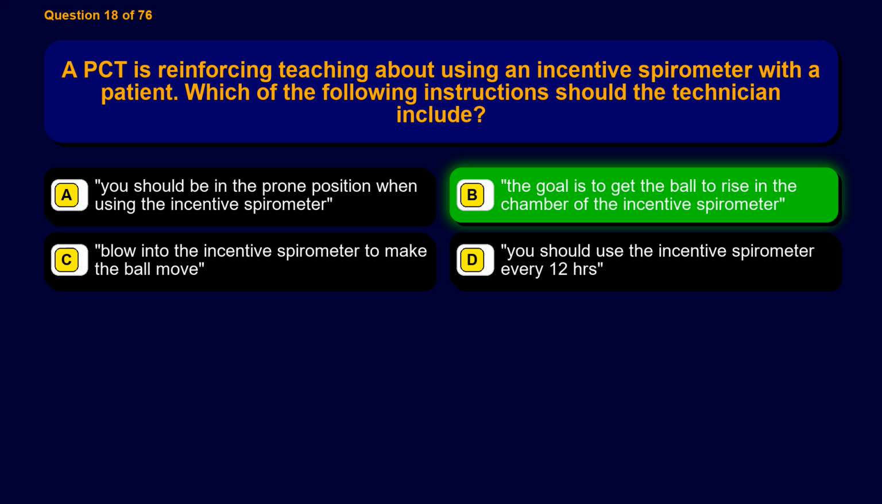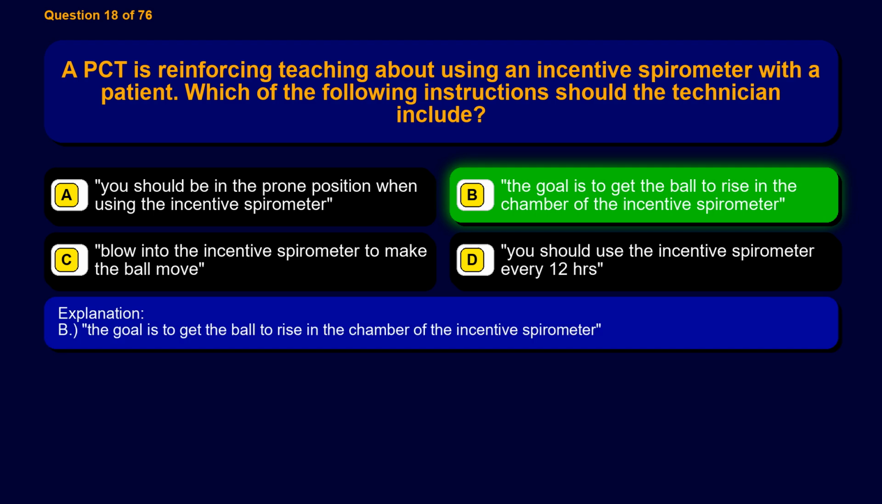The correct answer is option B, the goal is to get the ball to rise in the chamber of the incentive spirometer.